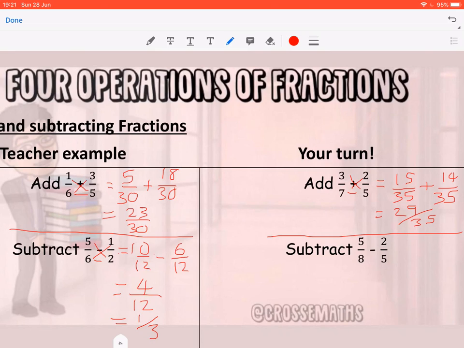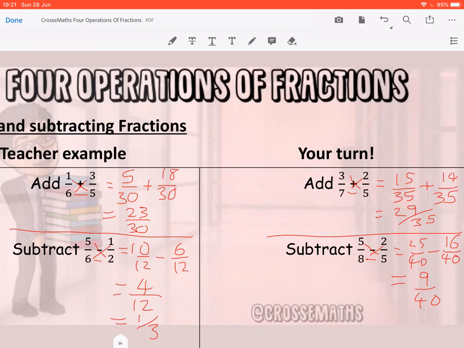Same thing on the bottom one, okay, but it's taken away now. 8 times 5 gives me 40 on the bottom of both. 5 times 5 is 25. 8 times 2 is 16. Once I'm there, I leave 40 on the bottom of my answer. I take away 25, take away 16, gives me 9 over 40. That can't be simplified because there's nothing bigger than 1 that goes into 9 and 40.